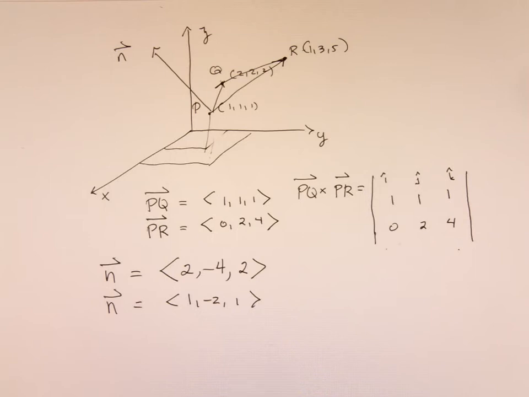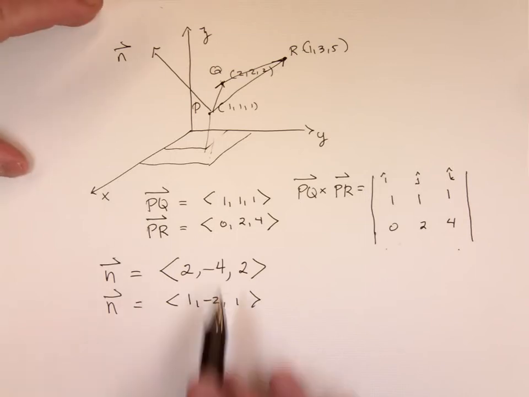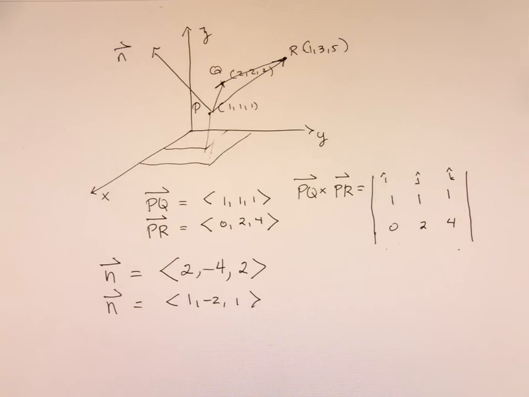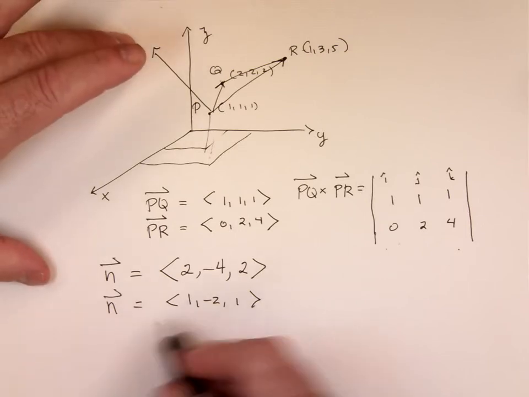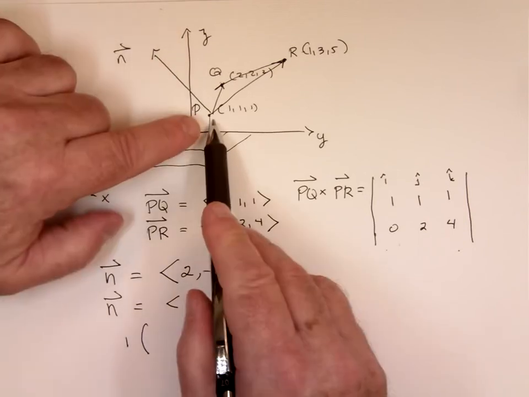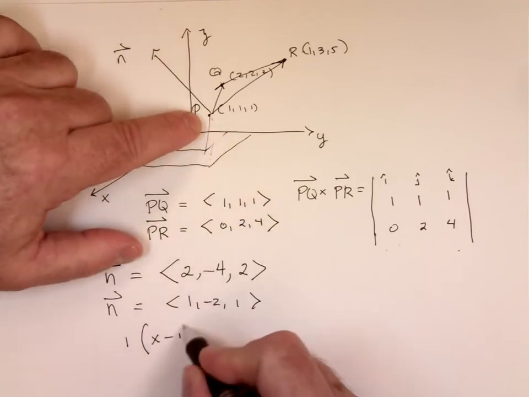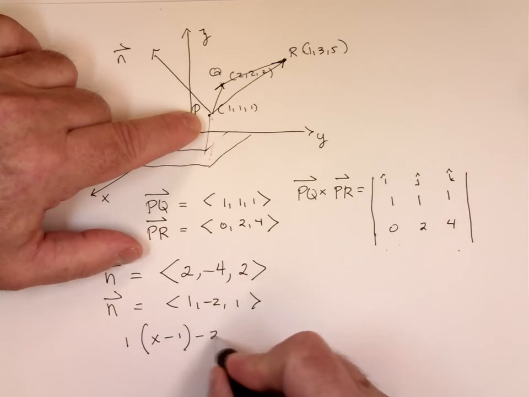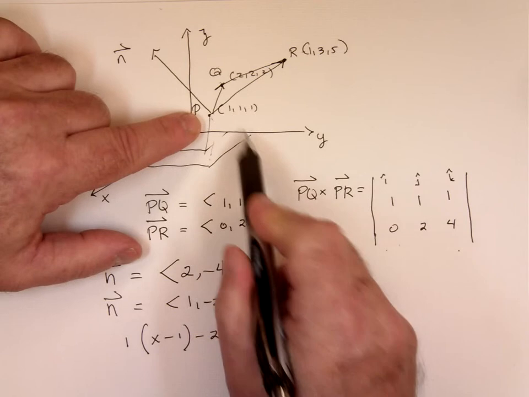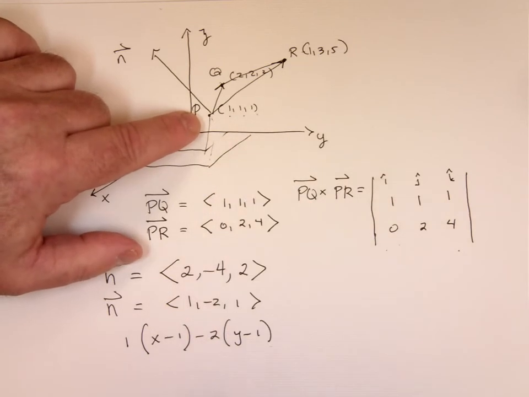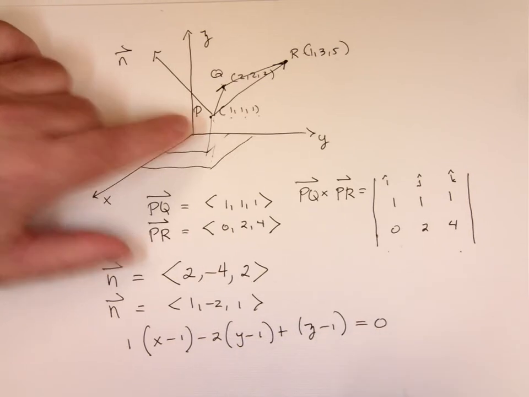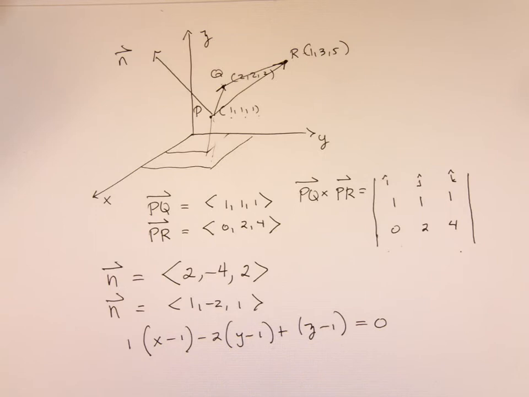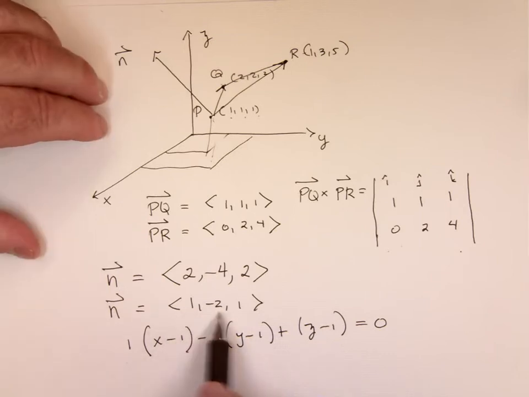Okay, and now I have a normal vector, and I have 3 separate points. The equation of this plane is equal to 1 times, now what I could use point, let me use point P, x minus 1 minus 2, y minus 1, I'm using the coordinates here, 1, 1, 1, plus 1 times z minus 1 equals 0. Okay? These are the components of my normal vector. These are the coordinates of my point.